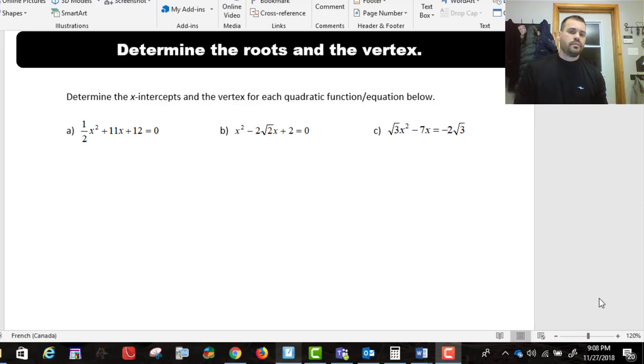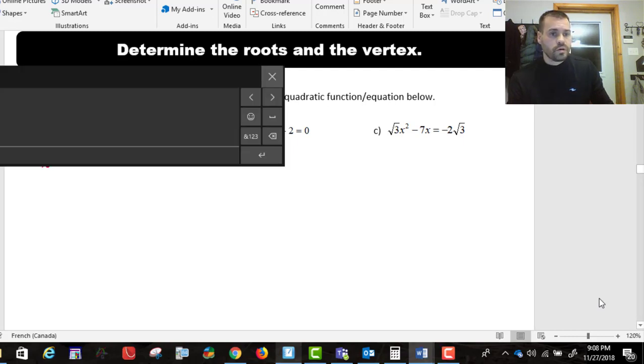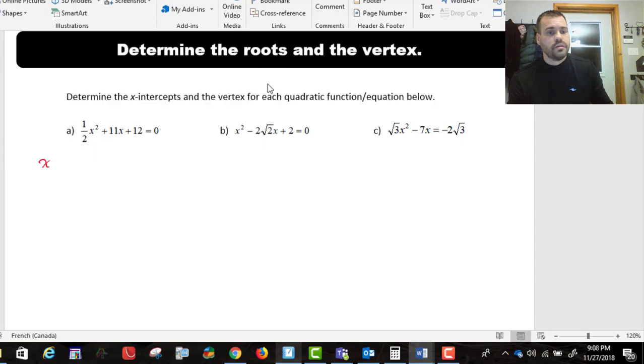So the next thing that's in this extensions booklet is determine the roots and the vertex. You're given a standard equation, standard form or general form, and you're trying to find the x-intercepts and then the vertex. The first thing we're going to do is find the x-intercepts, and we're going to use the quadratic formula to do that, or we're going to factor if we can. It depends on whether you can factor or not, but I'm going to use the quadratic formula here just to show you how that part works.